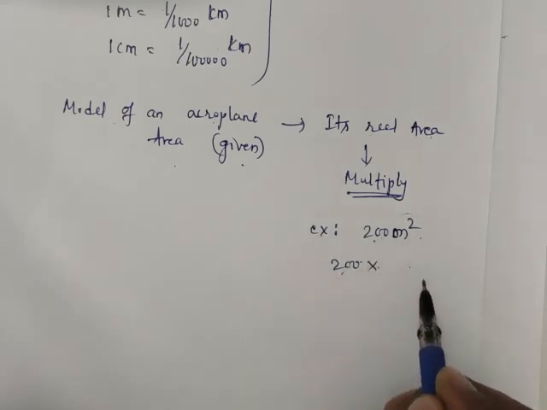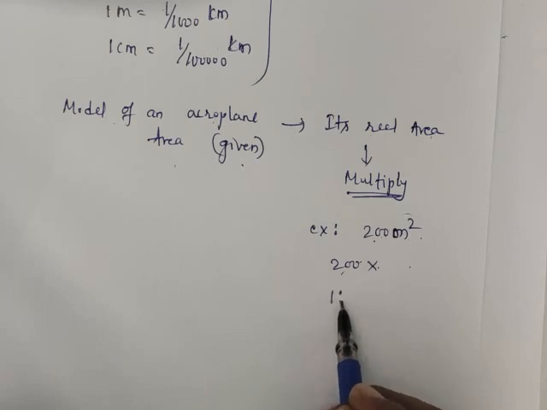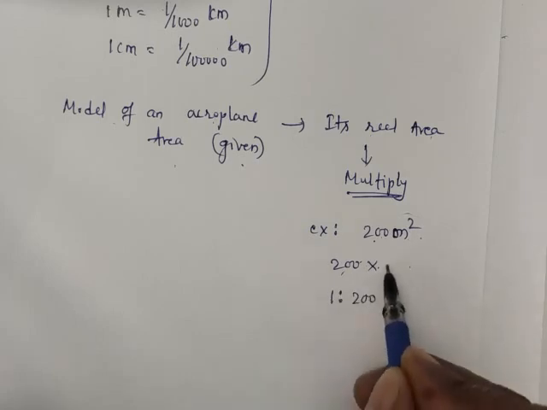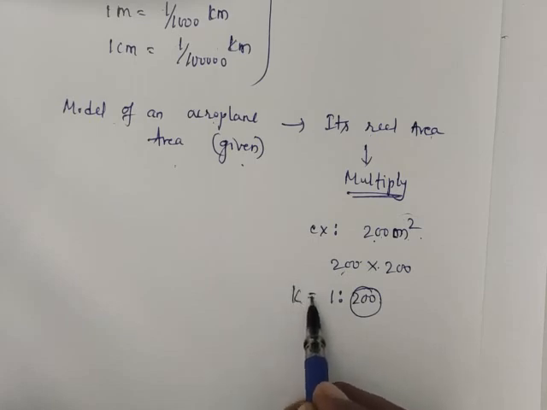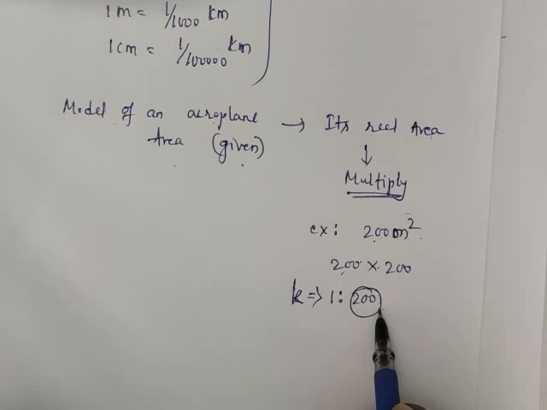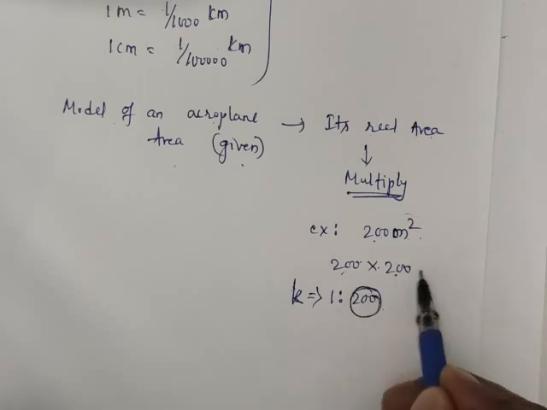Now, into what do you have to multiply? The scale factor. Suppose the scale factor is 1:200. This 200 you have to multiply. This is the scale factor. Scale factor is denoted by small letter k. K is equal to 1:200, given. This 200 you have to multiply.